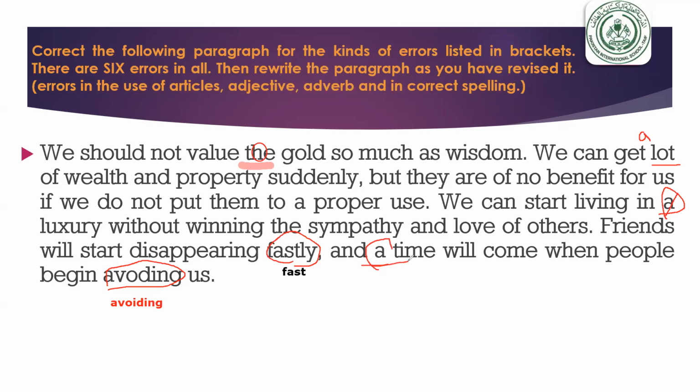So 6 mistakes are there, students, given over here. We have found over here that the 6 mistakes are there: 3 mistakes of articles, one about the adjective, one about adverb, and one of incorrect spelling. Okay. So these are the mistakes. This passage will be there in your examination, and you have to make it correct, and you have to rewrite the passage.